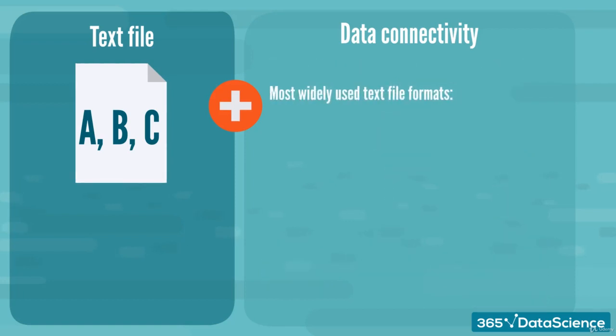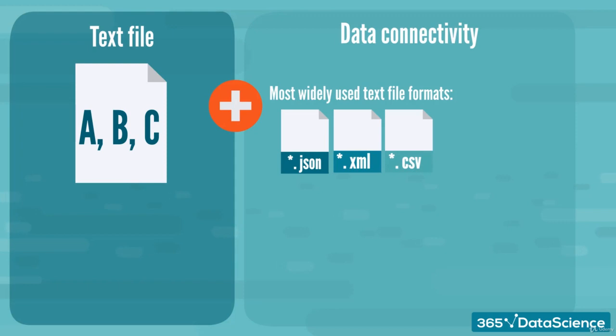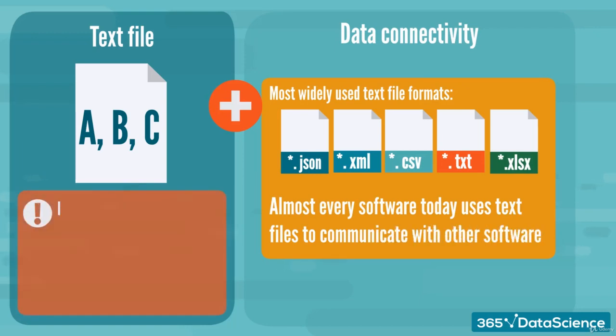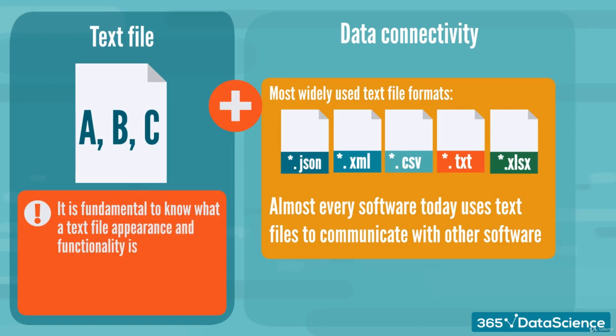The most widely used text file formats today are JSON, XML, and CSV. TXT and the Microsoft Excel file format, with extension XLSX, are quite universally used too. Since almost every software today uses text files to communicate with other software, I find it fundamental for anyone working with data to have a better idea of what text files look like and what their functionality is. This will help us immensely when cleaning and pre-processing data, regardless of the software tool we are using.